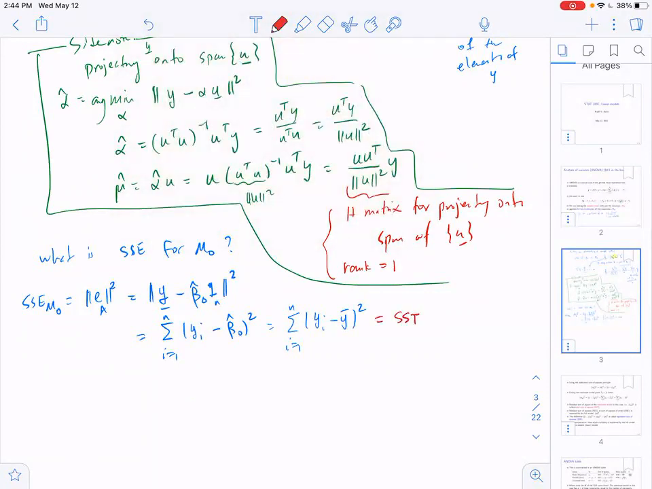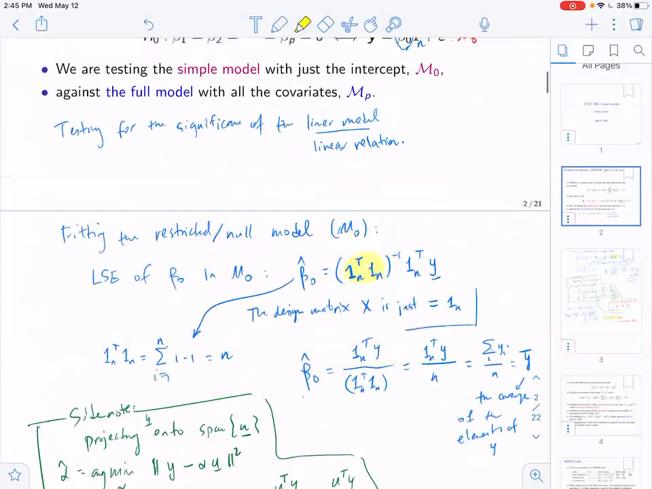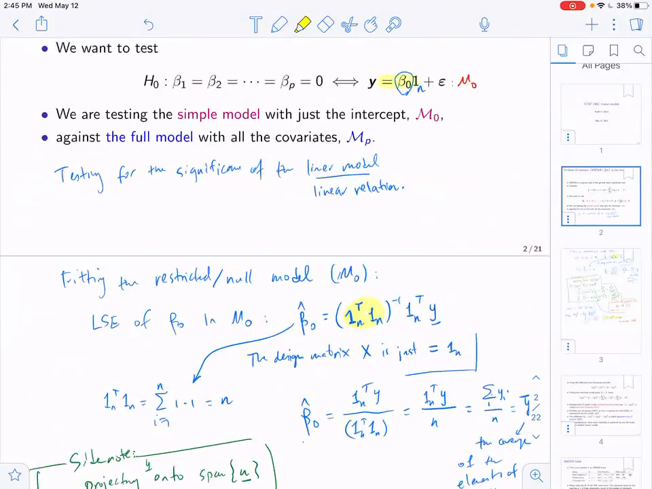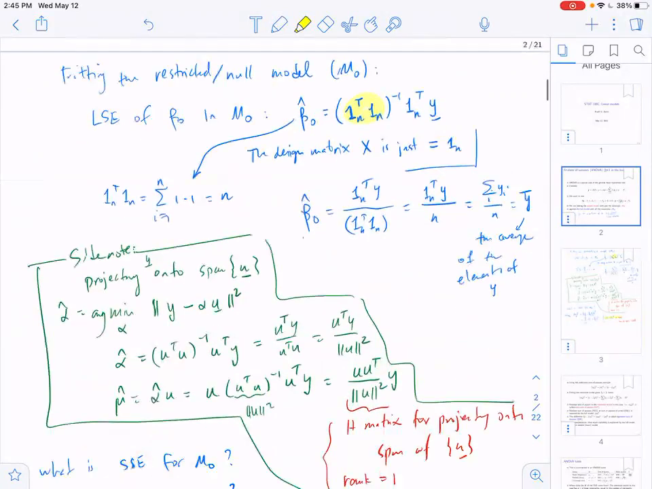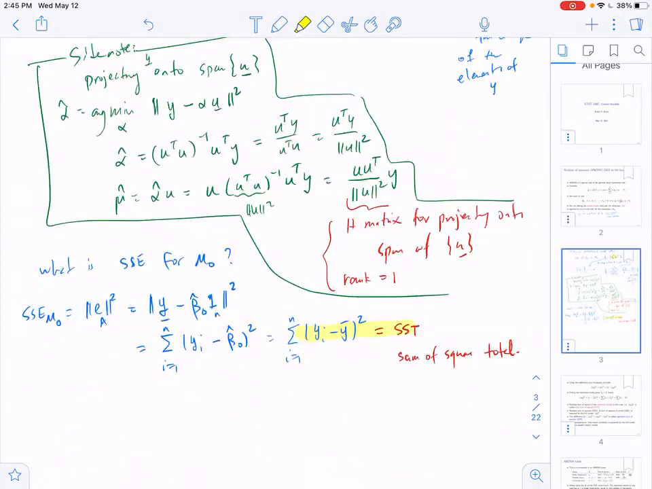So the SSE of this null model is called the total sum of squares, or sum of squares total. So this is the total variation of y around its empirical mean. So this is good to remember. It's just the SSE of this simple model, which is just putting an intercept there. So this is generally called SST.